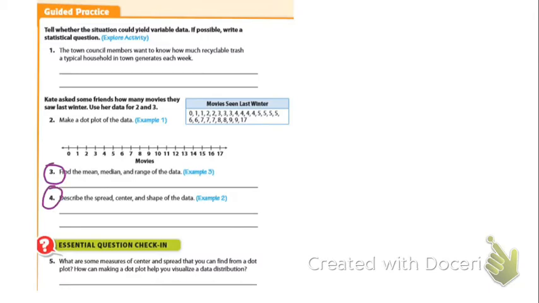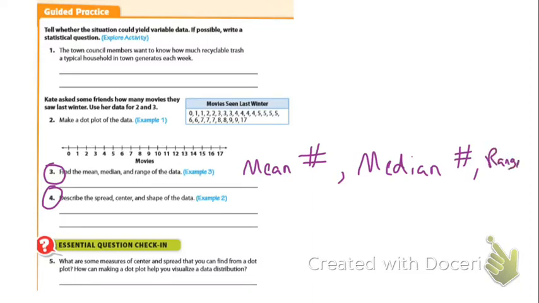Please make sure that when you are answering, let's say for example number 3, I want you to put the mean, and then whatever the mean is. Okay, then put a comma. Then I want you to write the median, then whatever the median is, then a comma, and then the range, and then whatever the range is.